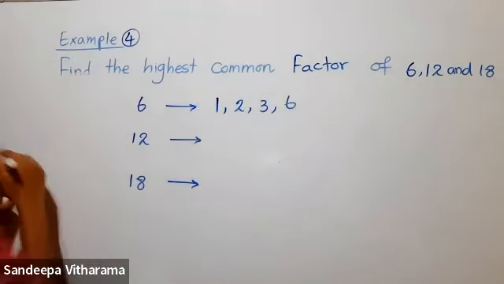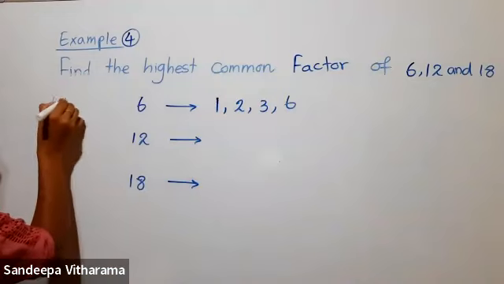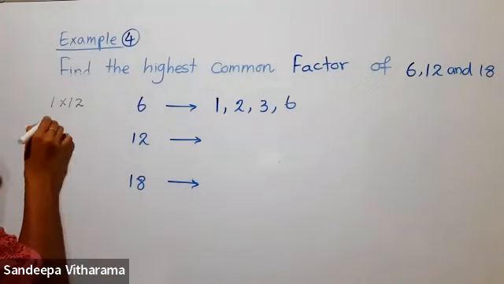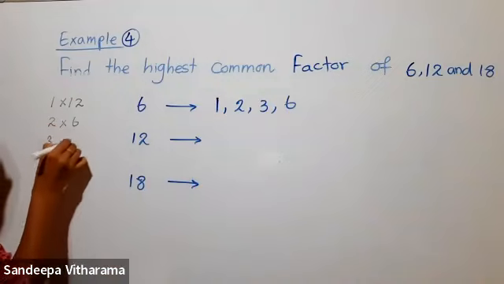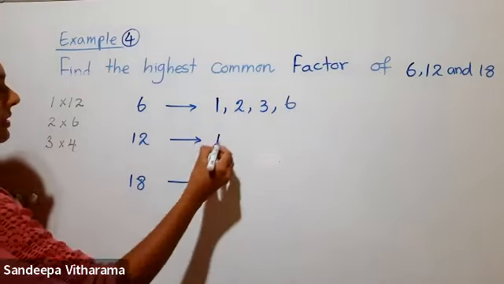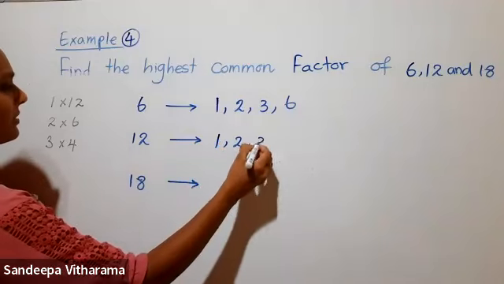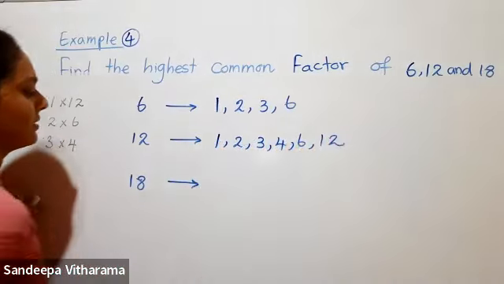Then again, let's identify the factors of 12. 12 can be 1 times 12. 2 times 6. 3 times 4. Then what are the factors? 1, 2, 3, 4, 6, 12. Okay.